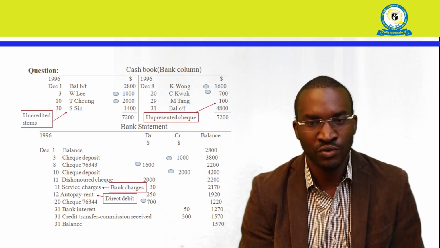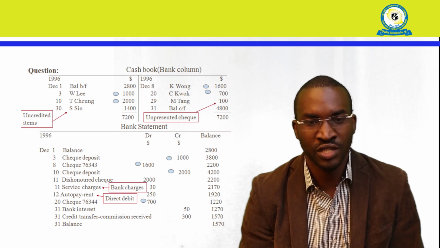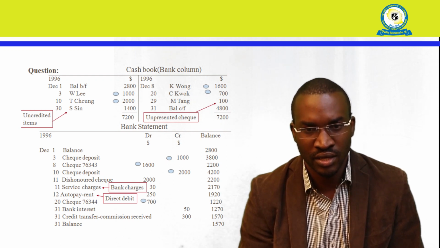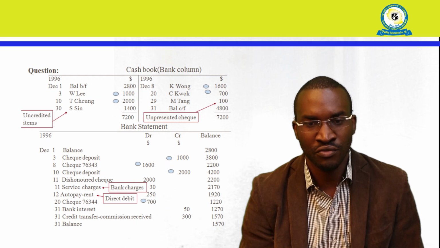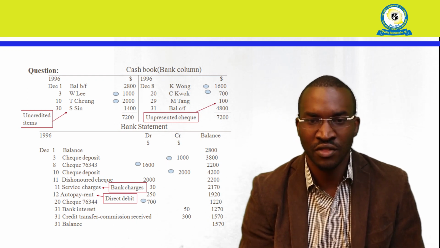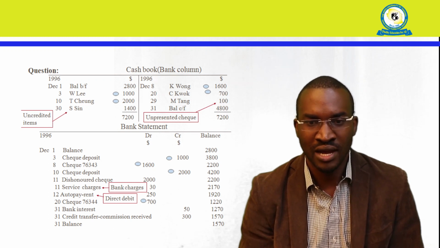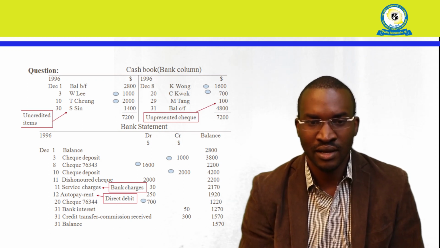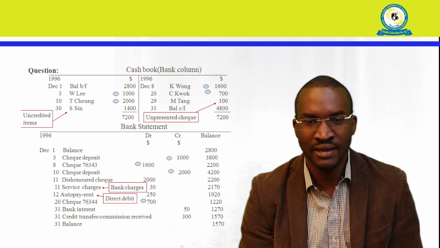You have a balance brought forward, and you also have a balance carried forward. You have transactions: WLE 1000, T-Cheng 2000, and SIN 1400 on the debit side, and you also have transactions on the credit side of your cash book. Likewise, you have your bank statement. You have a December balance there.